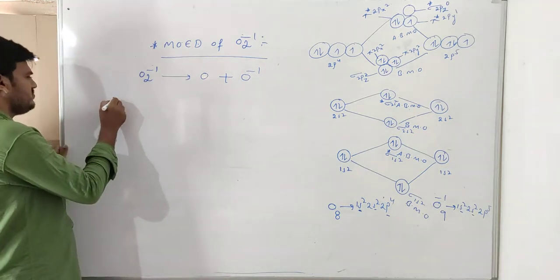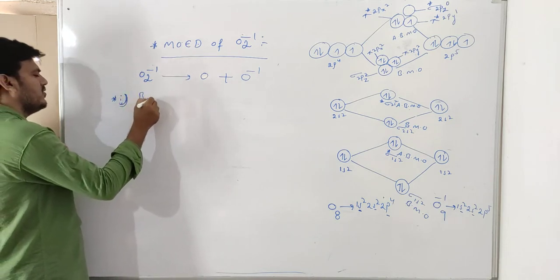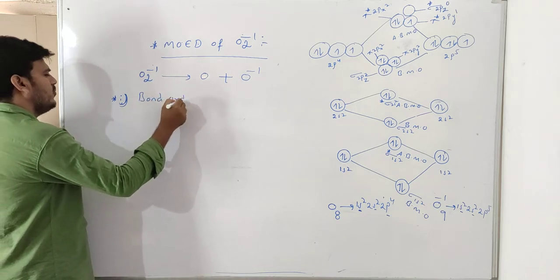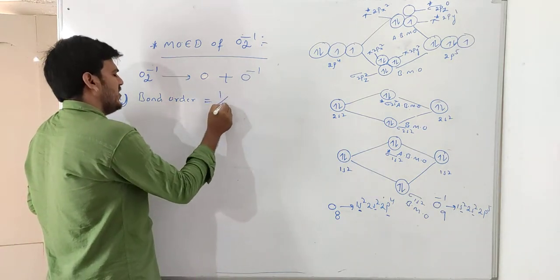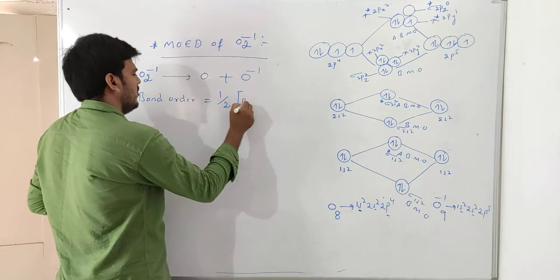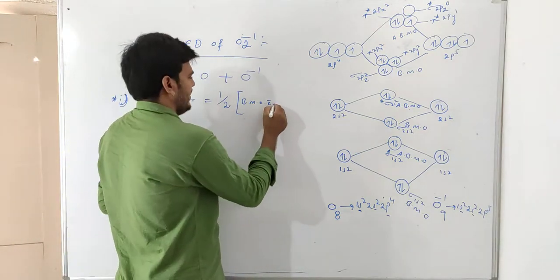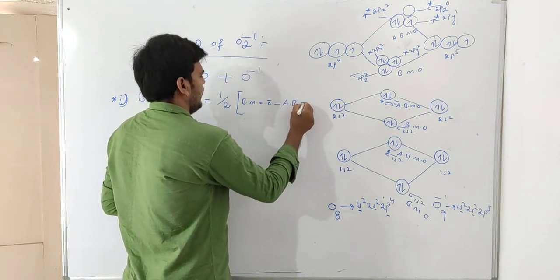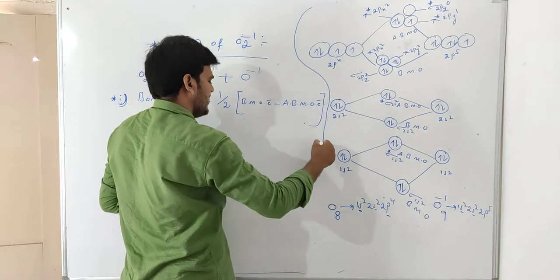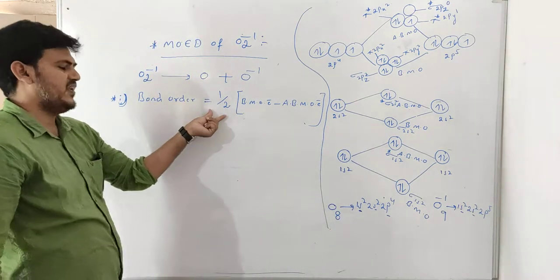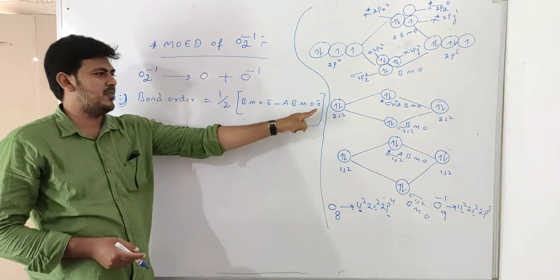First point is bond order. Generally, bond order is half into bonding molecular orbital electrons minus anti-bonding molecular orbital electrons.